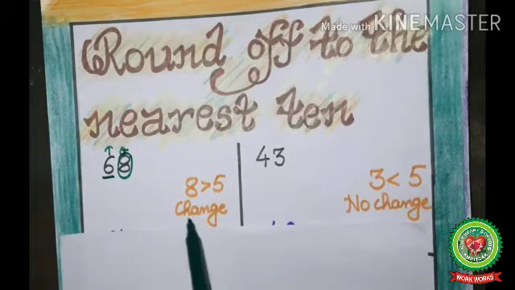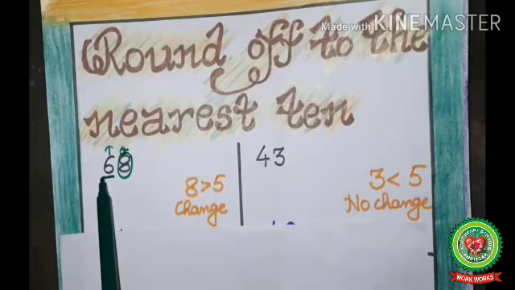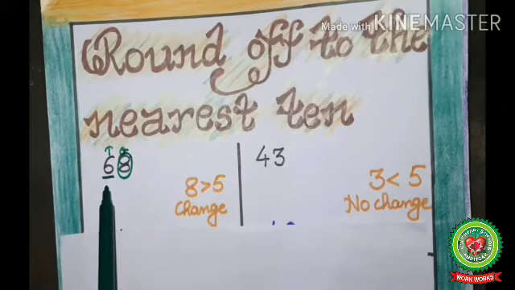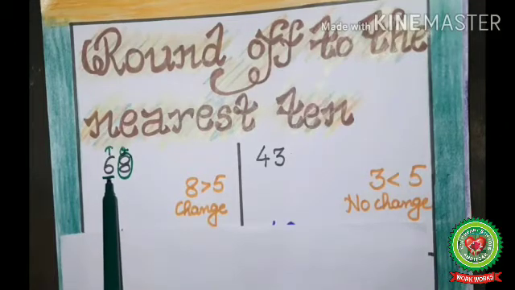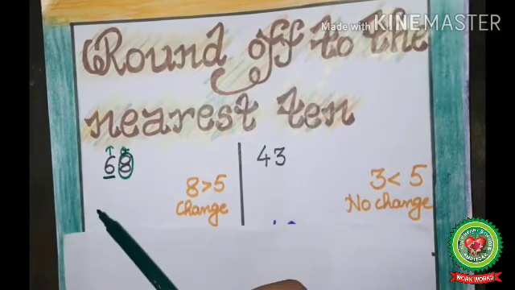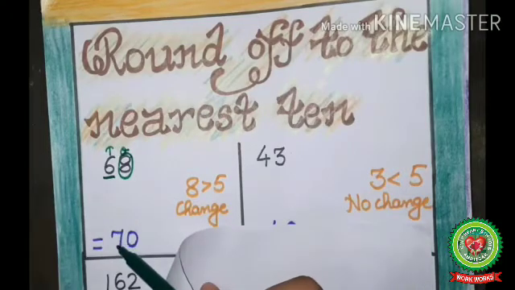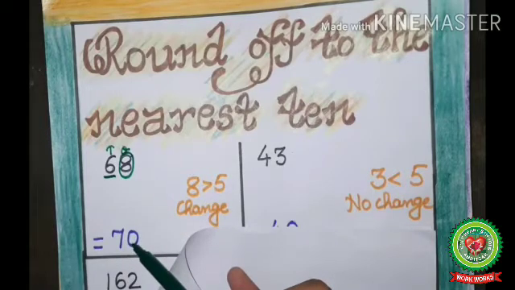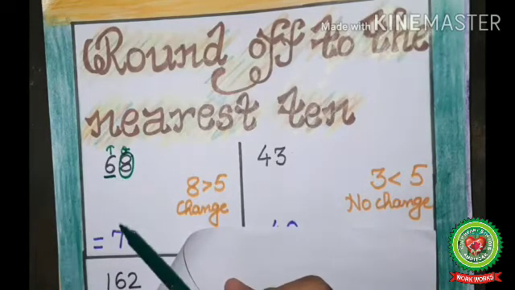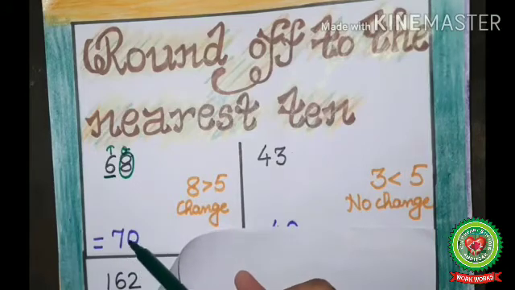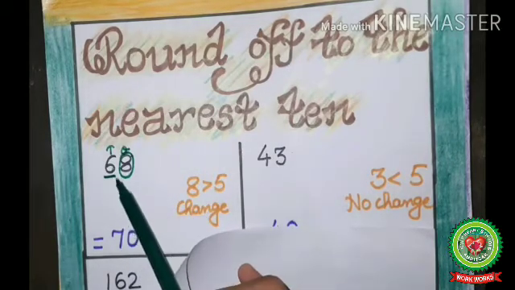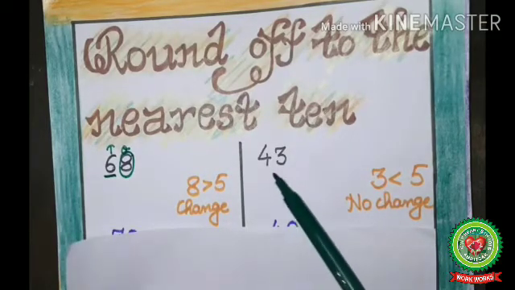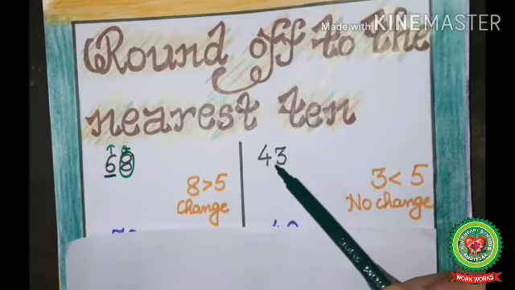Now change means I will add 1 at tens place. At tens place number was 6 and when I will add 1 in 6, 6 will become 7. So I will write here 7 and one's place will become 0. So 68 is nearer to 70. So answer is 70. Now let's take example number 2, 43.